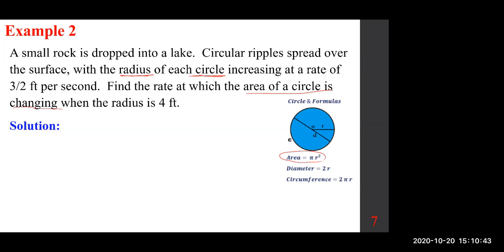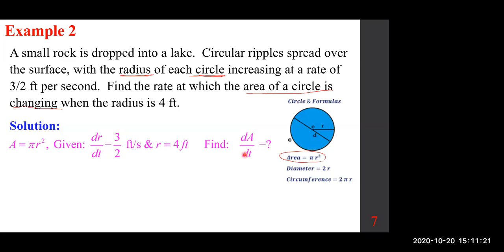Okay, class? So what is given? Okay, what is given? dr/dt. What is missing? dA/dt. When do you need that? When r is 4 feet. So take a look at symbolic way of translation of this question. Symbolic. A is pi r squared, everybody. dr/dt is 3/2 feet per second. Okay. r is 4 feet, and we are looking for dA/dt.